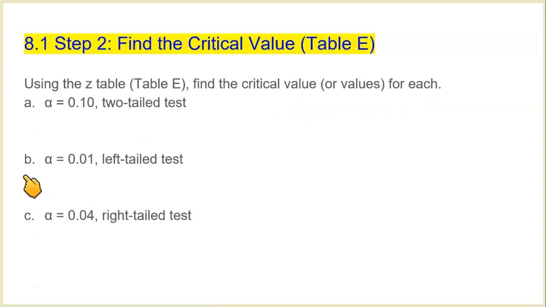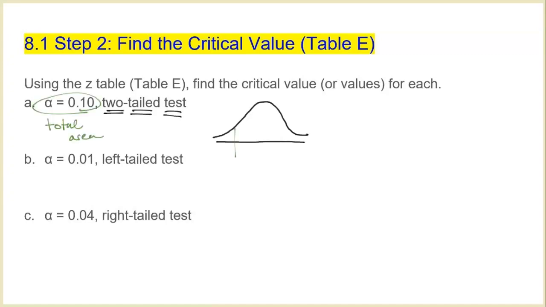So we have 3 parts here, and I wanted to touch on the 3 different types of tests we could do. If alpha is 0.10 for a two-tailed test, and if we remember our discussion from chapter 7, alpha is the area in the tails, right? The total area. So a two-tailed test just means I have a normal distribution, and that 0.10 is the total area in the left and the right.